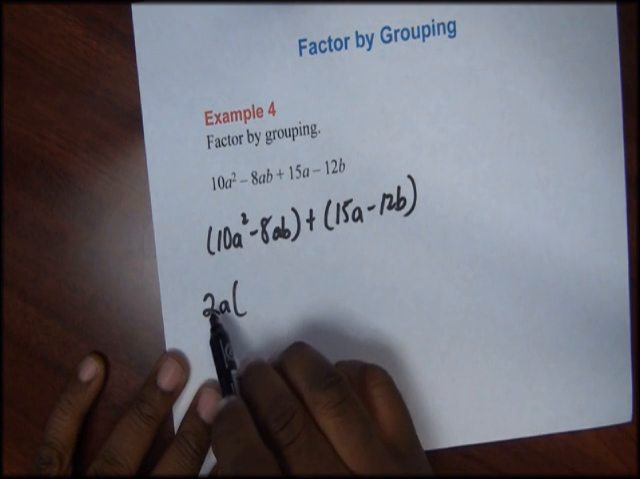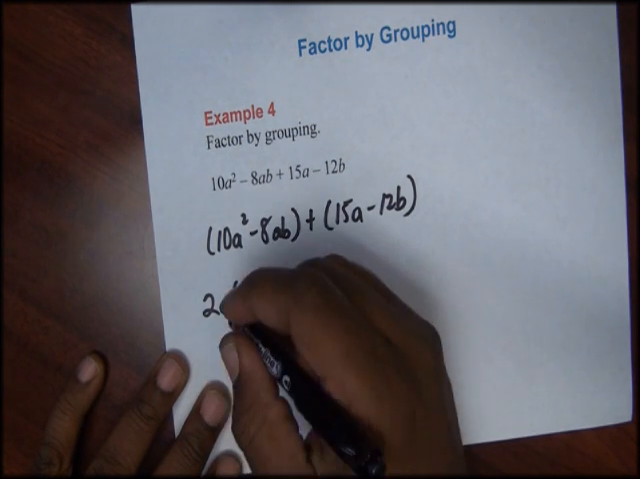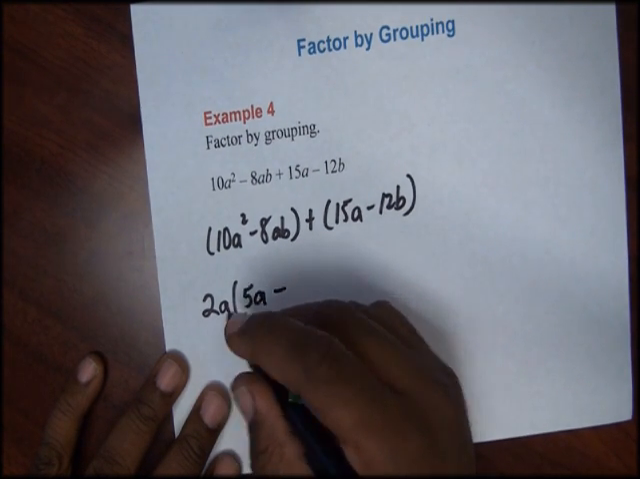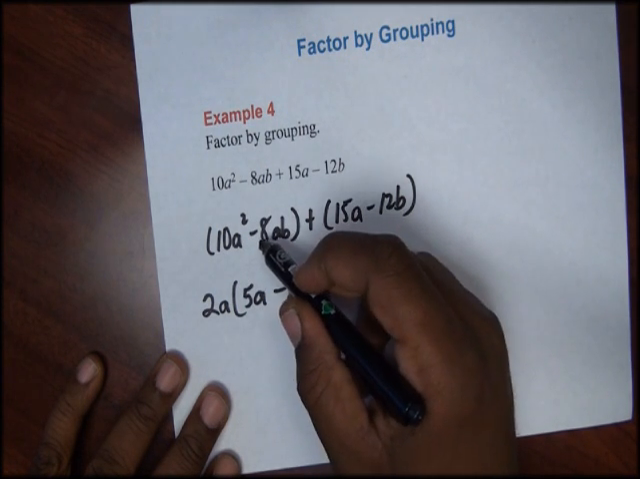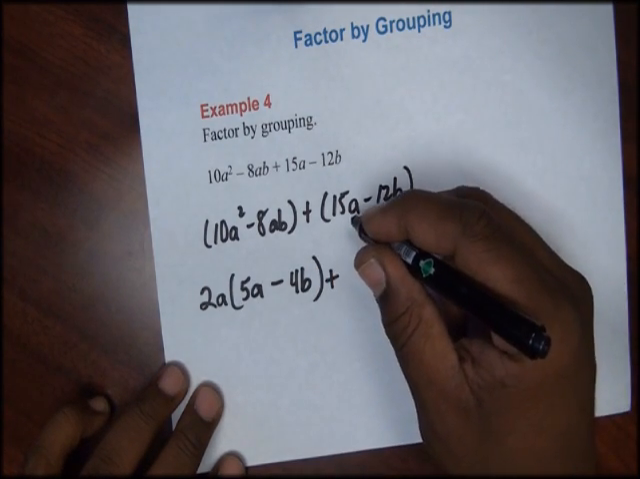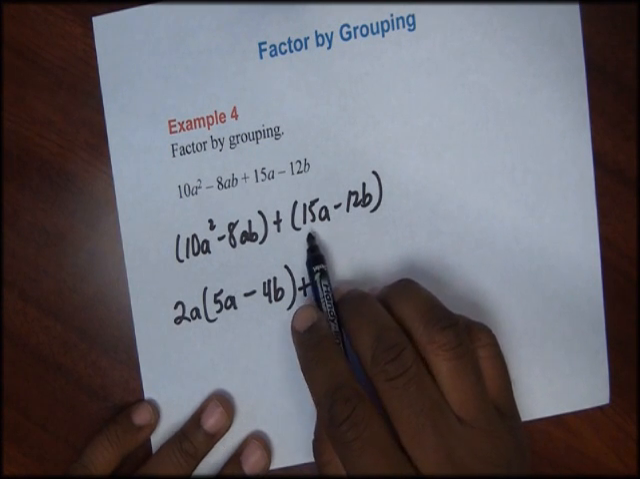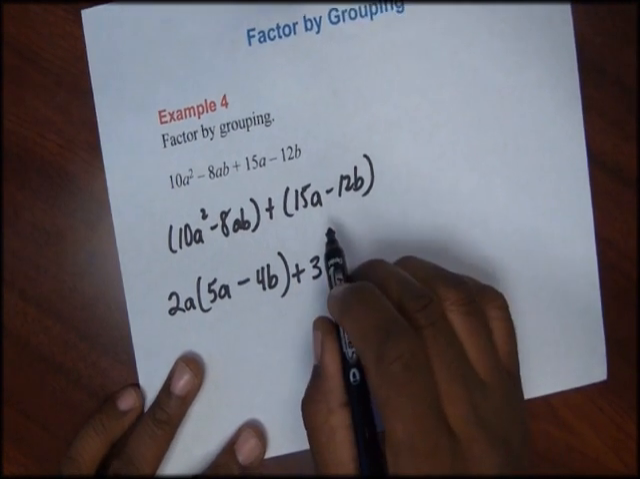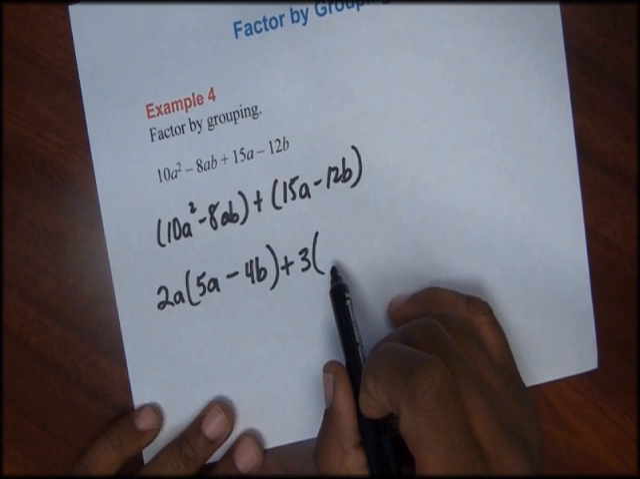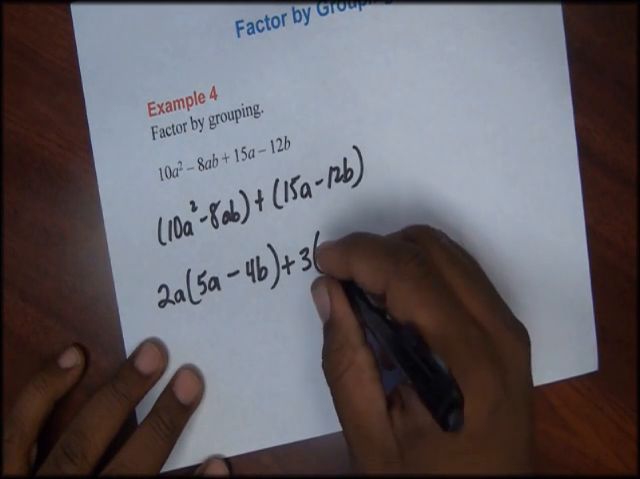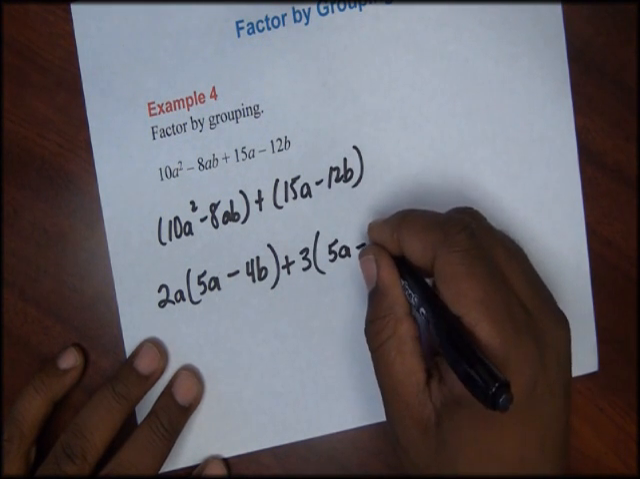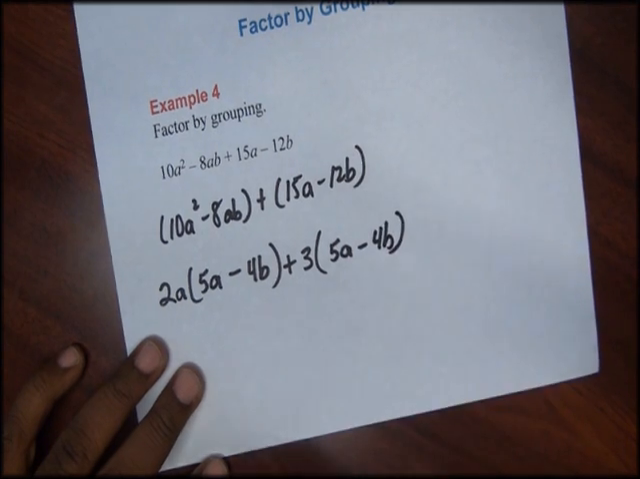So inside the parentheses, I'm left with 2a times 5a, which is 10a squared, minus 2a times 4b, which gives us negative 8ab. Now I'll factor out the greatest common factor for our second group. The greatest common factor between 15 and 12 is 3. Notice that there aren't any variables common to both. So now I'll determine what's left over on the inside of our parentheses. Therefore, 3 times 5a gives us 15a, and 3 times negative 4b gives us negative 12b.